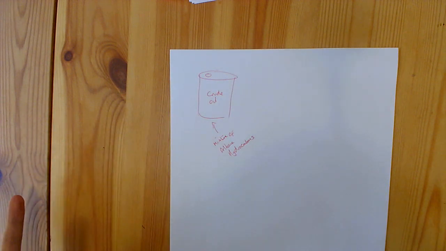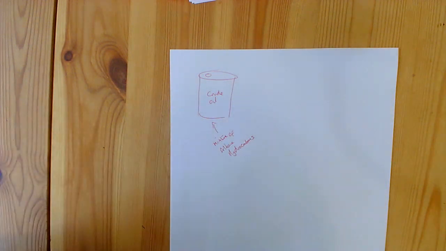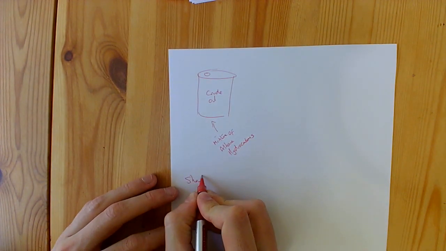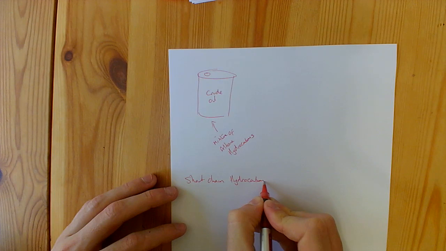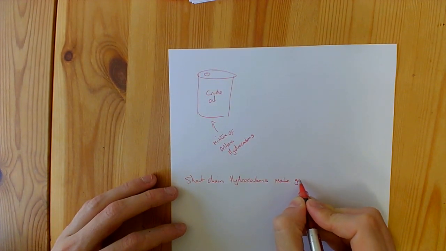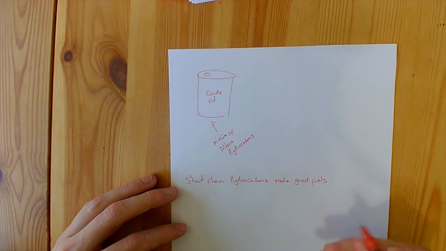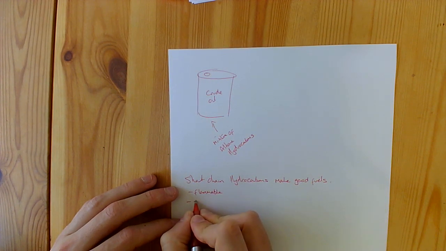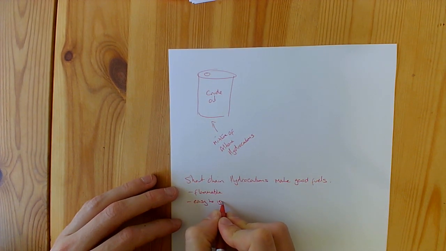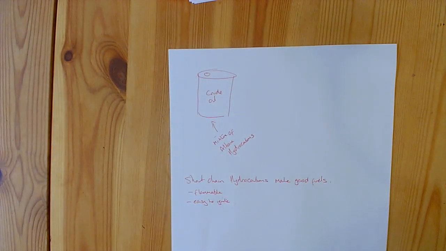Now, we used fractional distillation to separate those different fractions. You know, we can separate them into LPGs, into naphtha, into petrol, into diesel, into kerosene. And what you notice is that all of those shorter chain hydrocarbons are really useful as fuels. Okay, so short chain hydrocarbons make good fuels. Because when we were looking at the properties of short chain hydrocarbons, we found that they were very flammable and they were easy to ignite. So they make really good fuels.